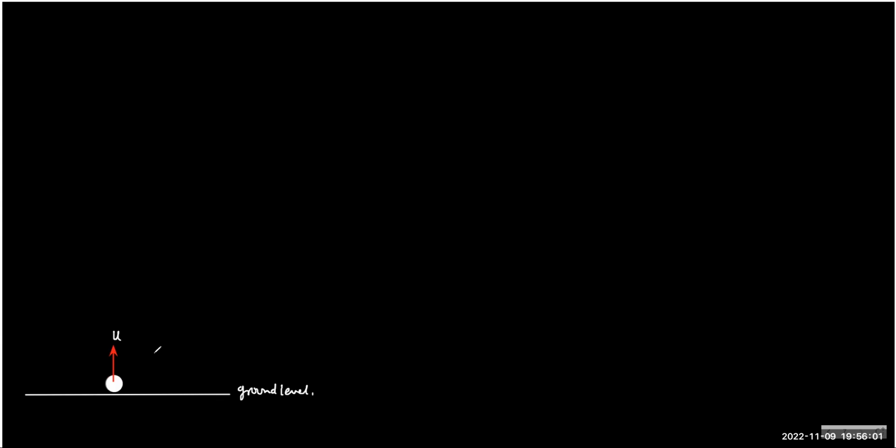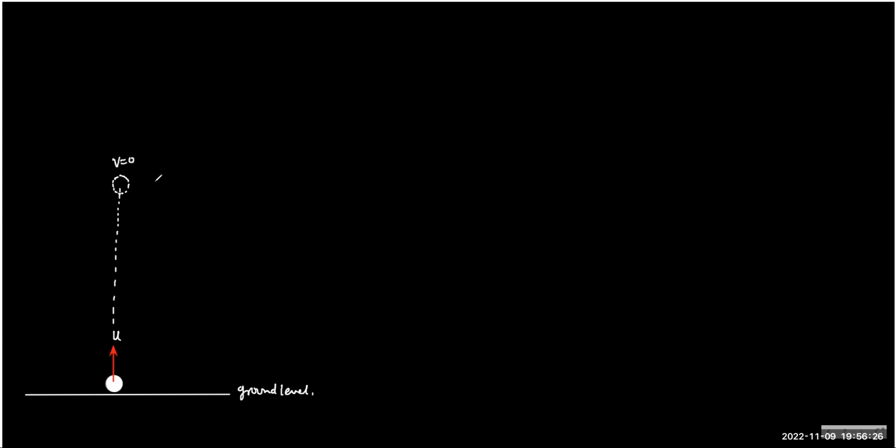So you throw something with initial velocity u. Okay, so what will happen? It will go up. But gravity will slow it down, yes or no? So eventually it will come to rest. Okay, it will come to rest. So at this instant, what is the velocity here?